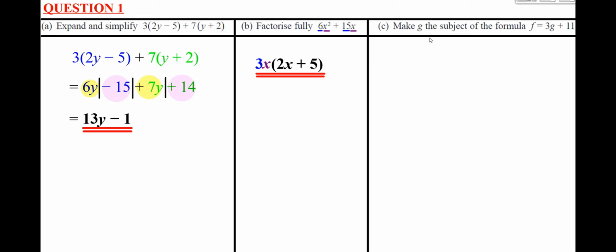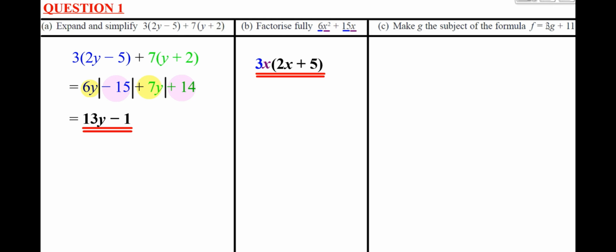Part C, I need to make g the subject of this formula. There are a few ways of doing this. The final thing I'm going to say before I run into this one method I'm going to show is that to make something the subject of a formula, all that means is write that thing on its own before the equals sign. So my target is to rearrange this to something that looks like g equals and then the appropriate expression.